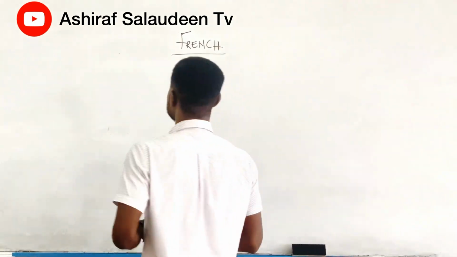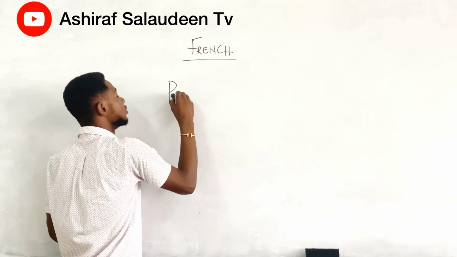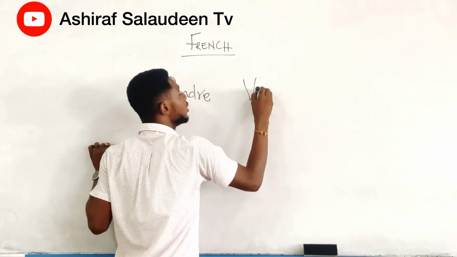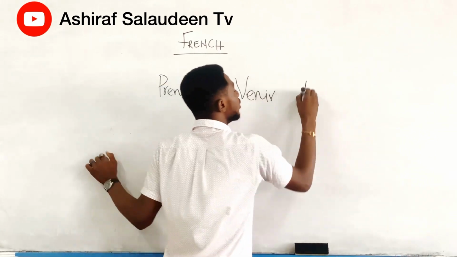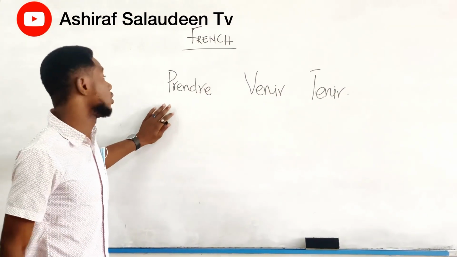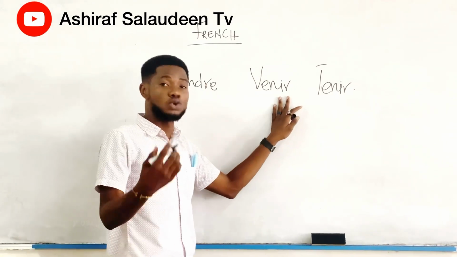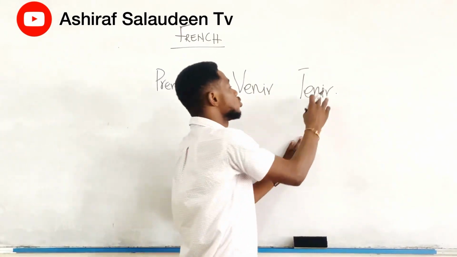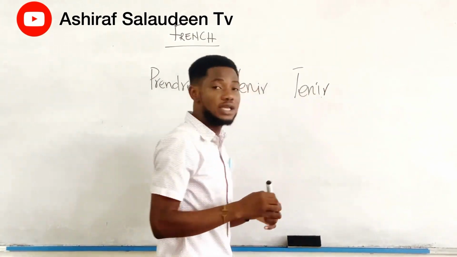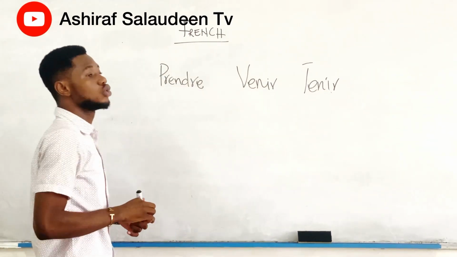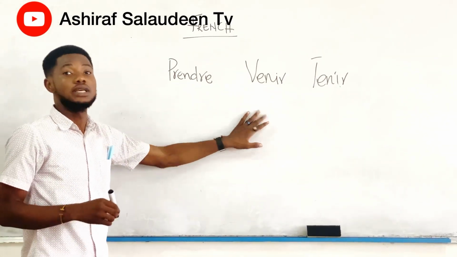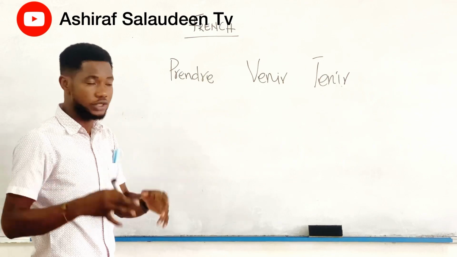And the 3 verbs are prendre, venir, tenir. Prendre is to take, venir is to come, tenir is to obtain. So we are quickly going to look at the conjugation of these 3 verbs. Then we move to the topic we wanted to treat today.